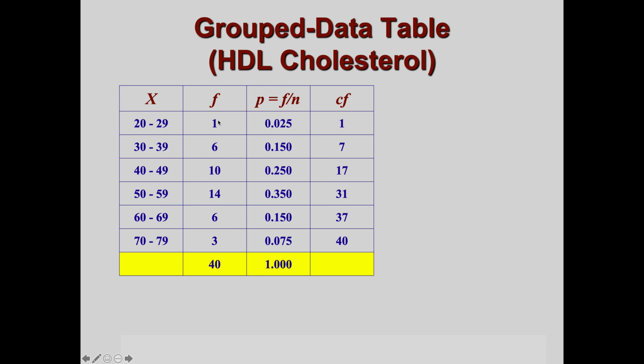So you just take the frequency 1, divide it by 40. Then 6 divided by 40, that's the 0.150. Then 10 divided by 40, which is 1 out of 4, which is 0.25. 14 divided by 40, 0.350. And so on. And that's how you generate all of this proportion column here, okay? You just take this particular frequency and divide it by N.